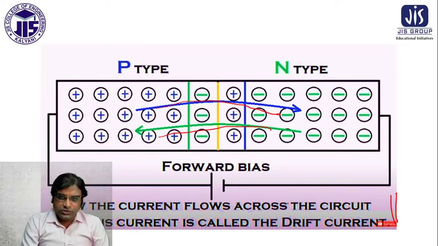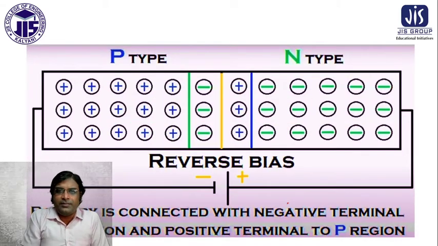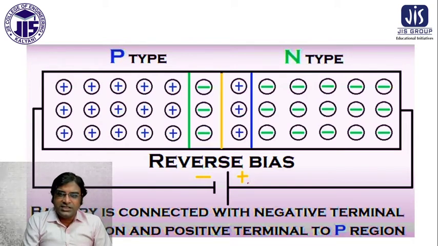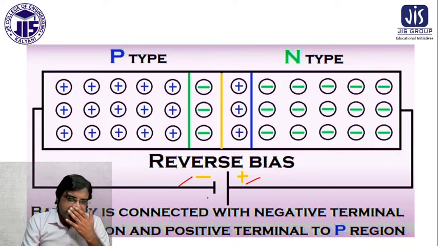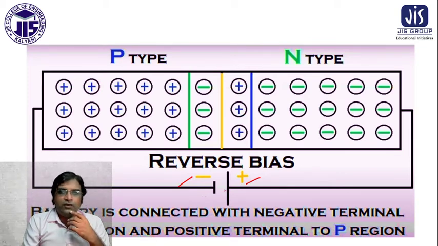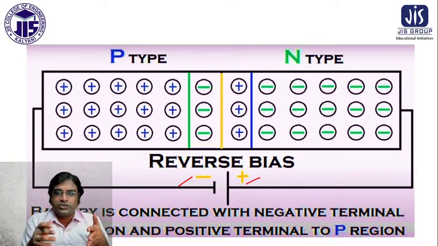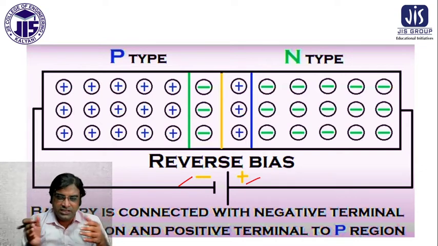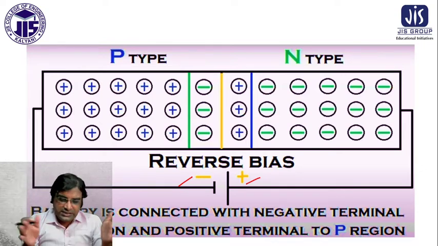Now what happens in reverse bias? I am just changing the bias conditions: negative on this side and positive on this side. The battery is connected with its negative terminal to the N region and its positive terminal to the P region. For that reason the depletion region width increases.